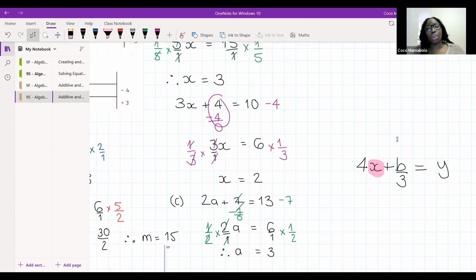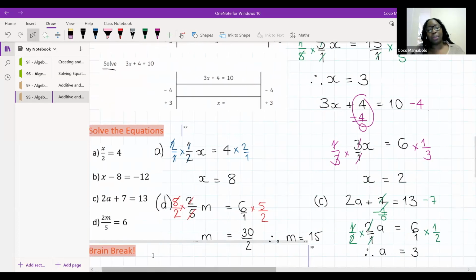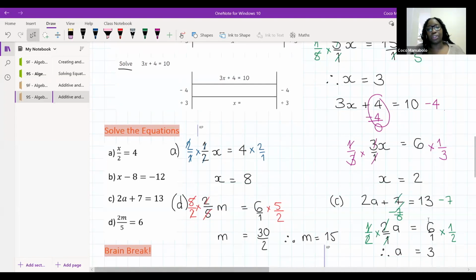So I want to know before we continue, give me a thumbs up. Are we okay with using the multiplicative inverse and the additive inverse? Give me a thumbs up in the chat. And then Farisani is already there where I needed to be, because it is brain break time.